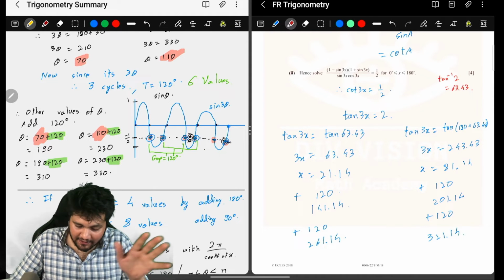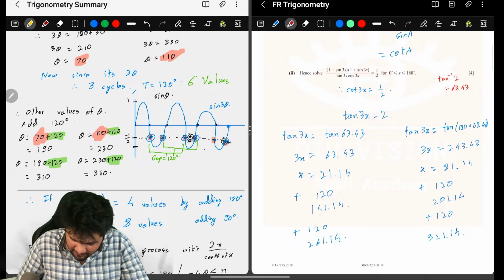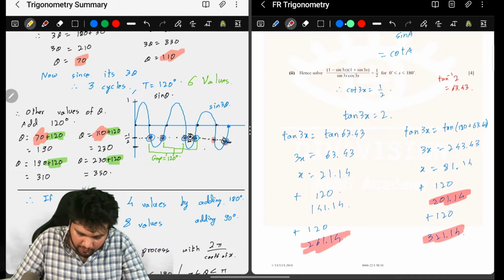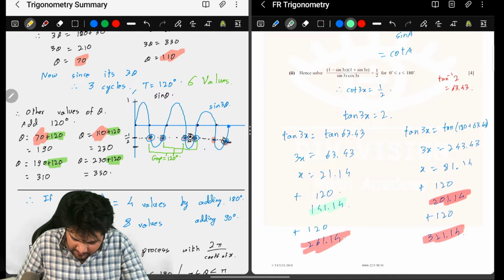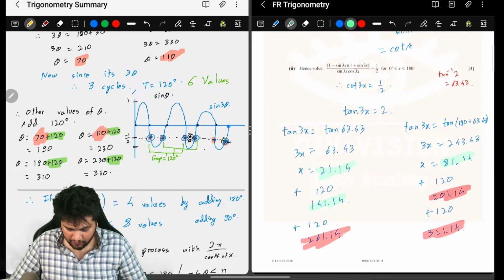But since the x values are between 0 and 180, we won't take these values, like which one? We won't take this value, we won't take this value, we won't take this value, but the only values we will take are this, this and this. Obviously you don't need to show the working, this is all you need to know for this thing.